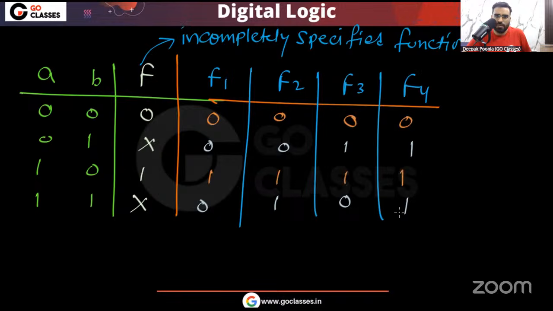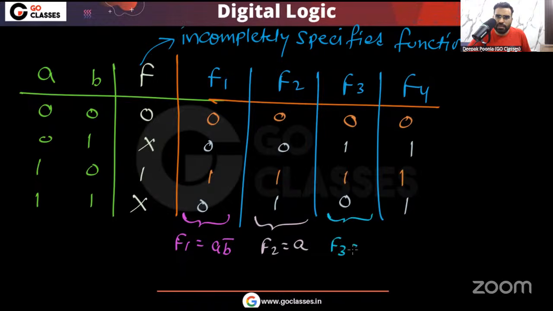Now here you can easily notice that these are distinct functions. For example, if you write the expression for f1, what expression do you get? 0 0 1 0, so f1 is basically a b bar. Next, what is f2? f2 is the same as a, so f2 is a. What is f3? f3 is a XOR b, correct? And what is f4?